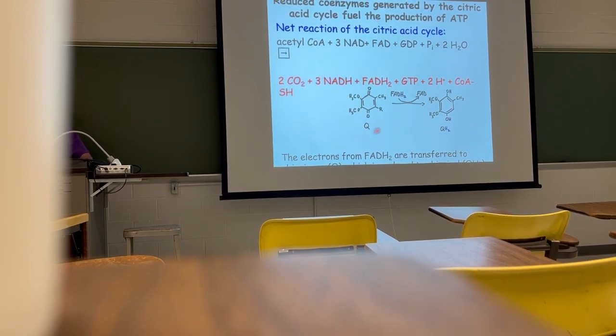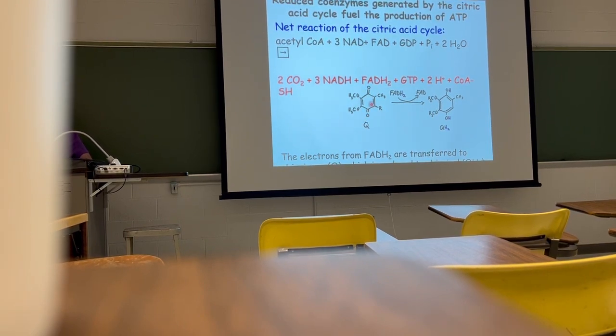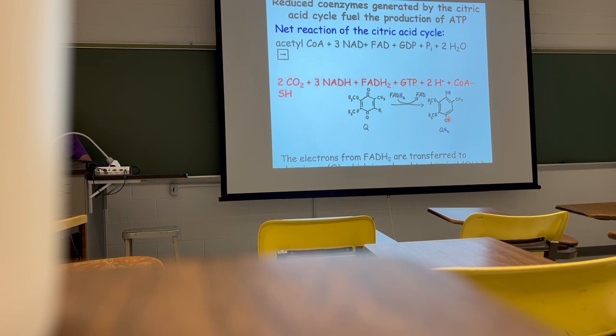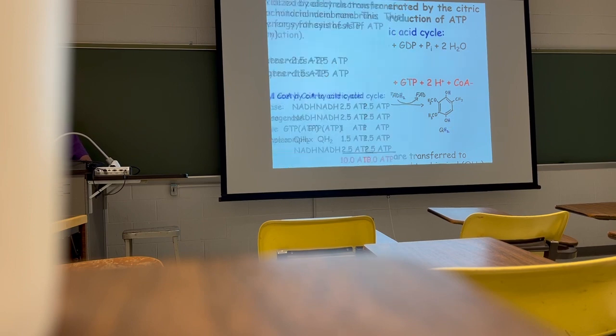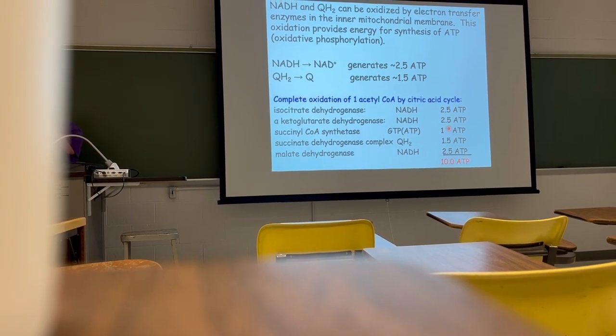So this molecule is ubiquinone. That has this 6-membered ring with 2 carbonyl groups on it. FADH2 transfers its electrons to ubiquinone to make ubiquinol, and that is an important intermediate in how those electrons are moved, and we'll talk about that later too. I think we will stop there.